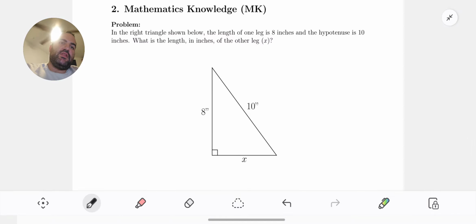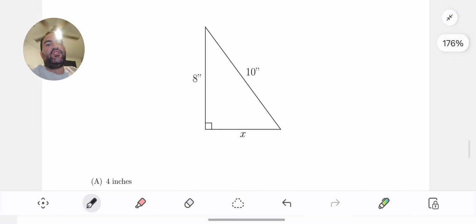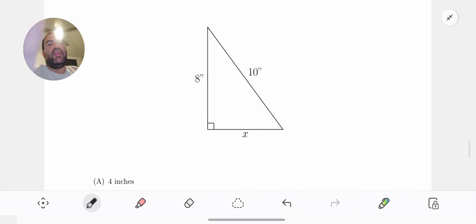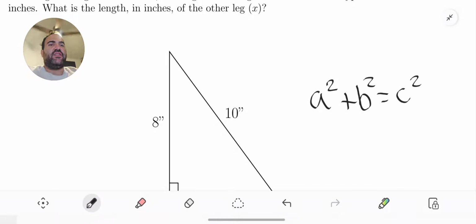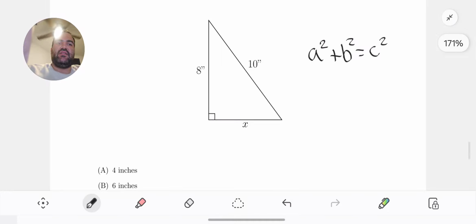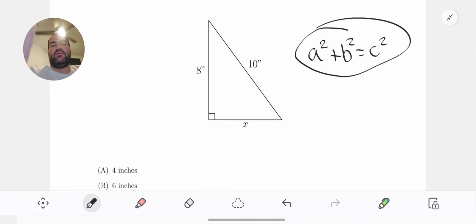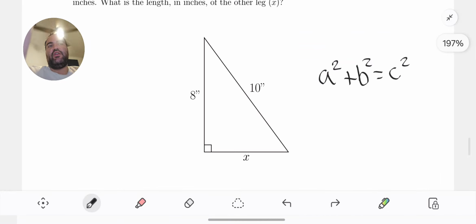In the right triangle shown below, the length of one leg is 8 inches and the hypotenuse is 10. What is the length of the other leg? They gave us a picture, so that's nice. So right triangle stuff is always going to usually be Pythagorean theorem. Especially if it's all the sides. So if they give you all the sides like that, it's definitely this formula. And you just got to know who C is. So who's my C? It's actually my hypotenuse.